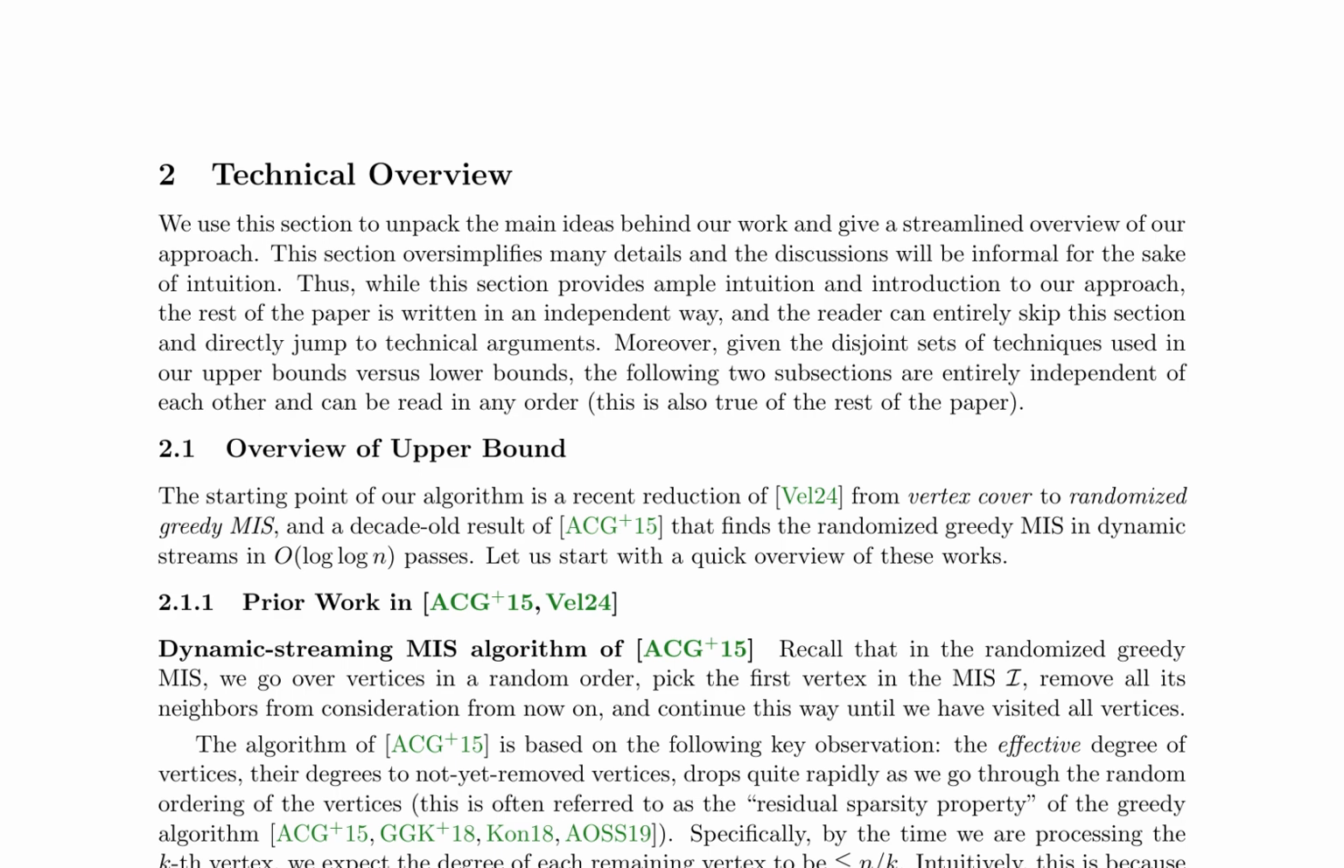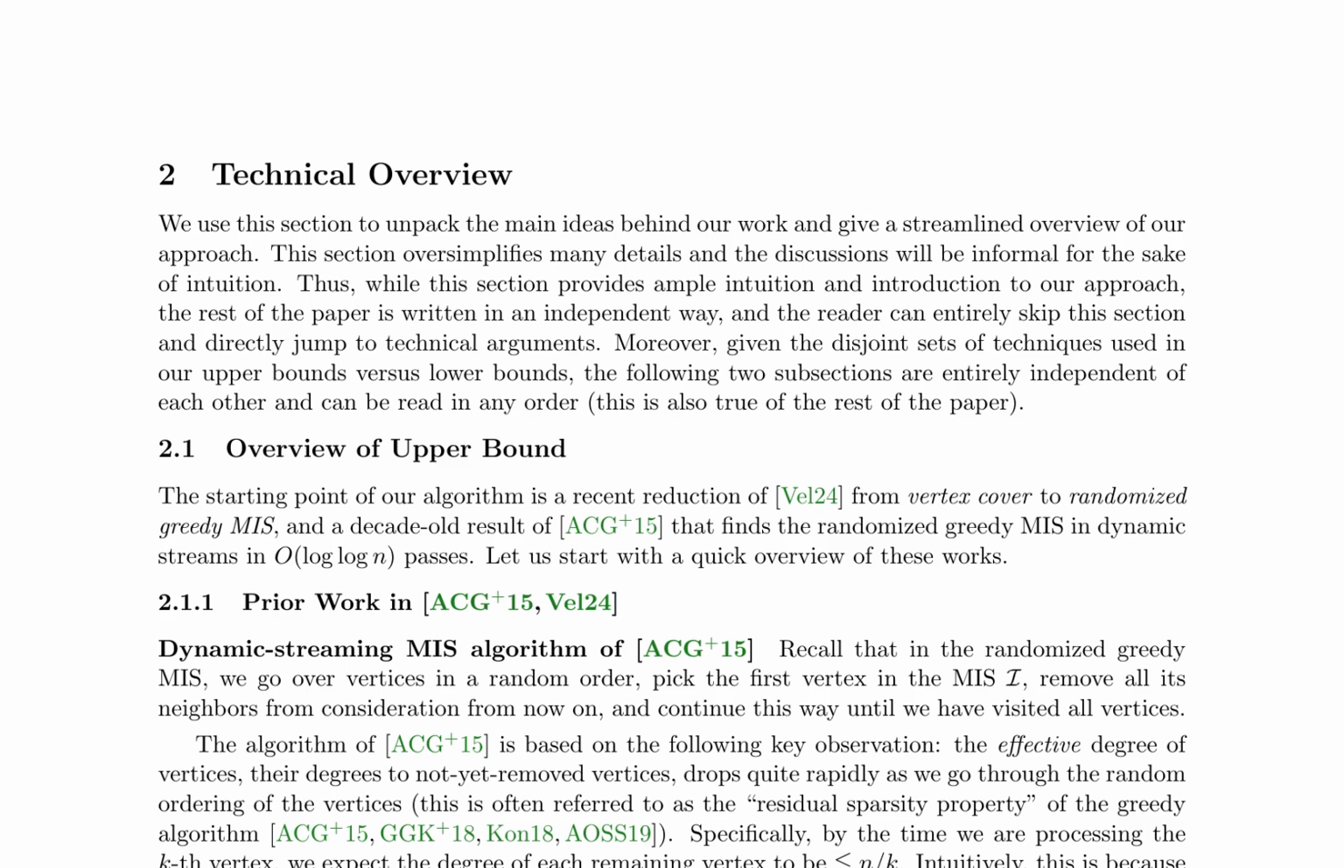The dynamic streaming MIS algorithm of ACG+15 leverages the residual sparsity property, which states that the effective degree of vertices drops rapidly as the algorithm processes the random ordering of vertices. This property enables the algorithm to simulate running the randomized greedy MIS in batches, processing the stream in O(log n) passes. The algorithm operates by selecting a random ordering of vertices and dividing them into batches.